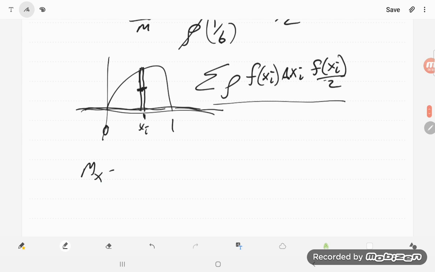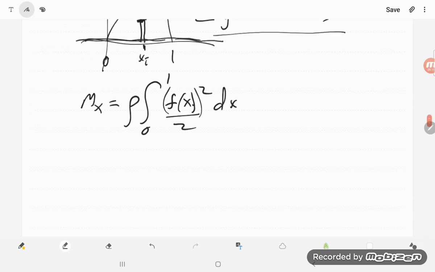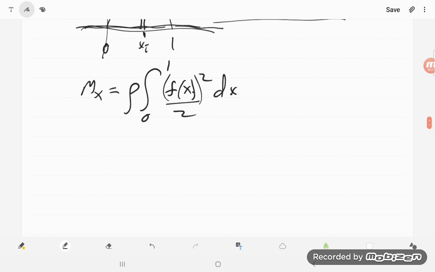So our m sub x is an integral from 0 to 1. We've got our rho, and then in this case we have f of x squared over 2. So I took care of those. They were squared, and then over 2, and all I have left is the dx. And so I get something like that, and we're going to generalize this in the next video. So this is rho, the integral from 0 to 1.